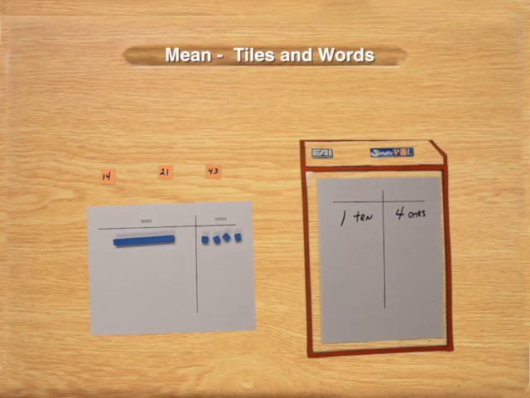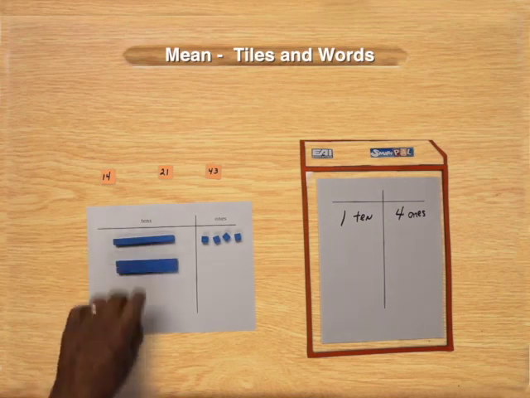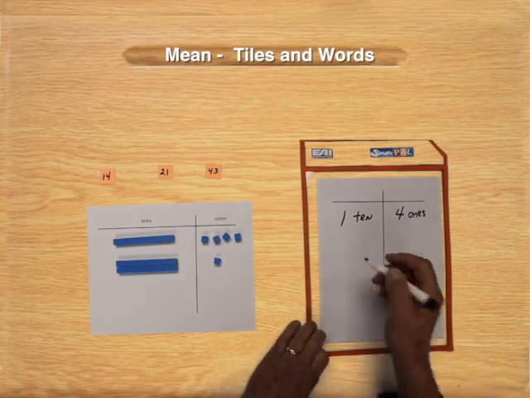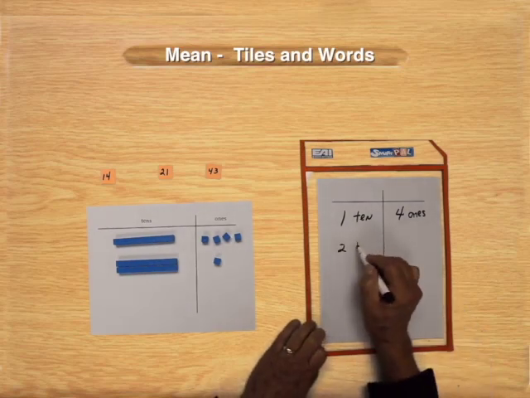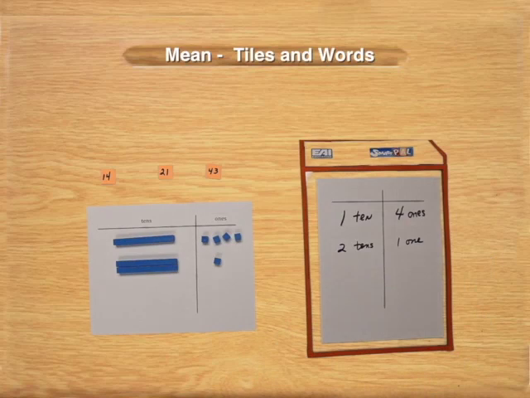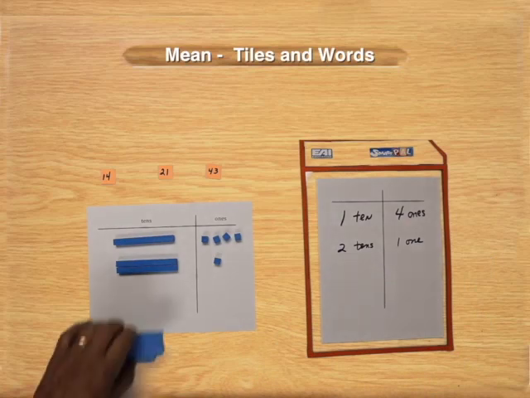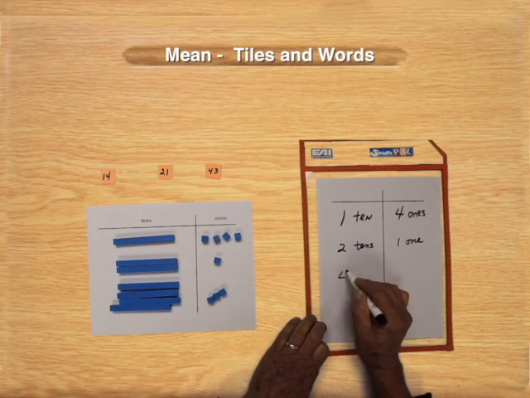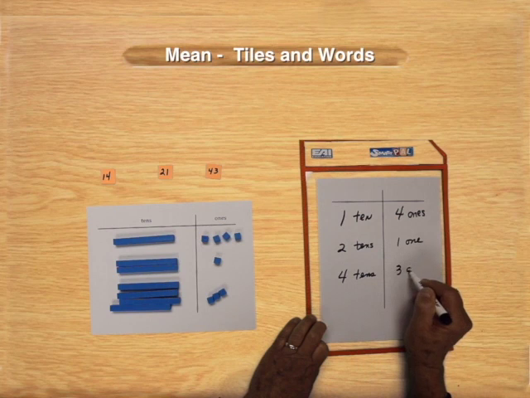The second box has 21. That will be 2 tens and 1 one. And let's record that. So we have 2 tens and 1 one. And the third box has 43. And we represent that by 4 tens and 3 ones. And we record that. So we have 4 tens and 3 ones.